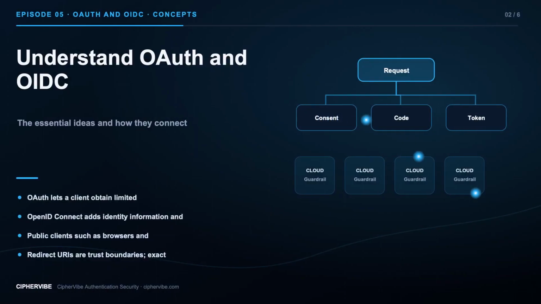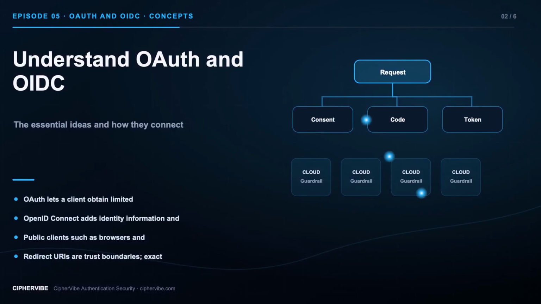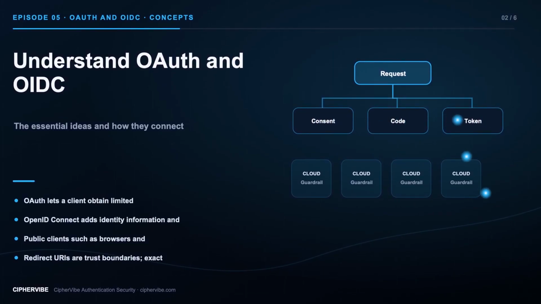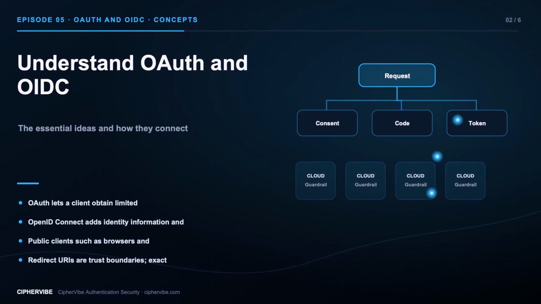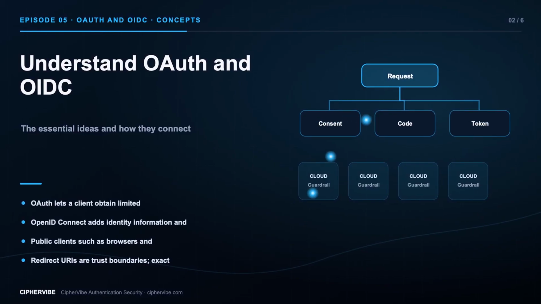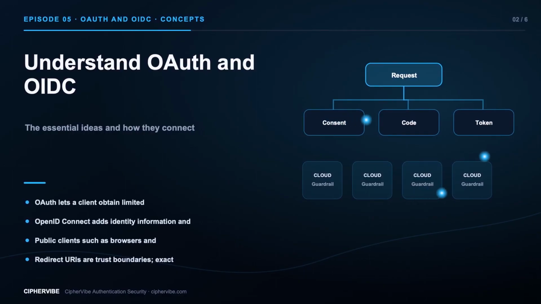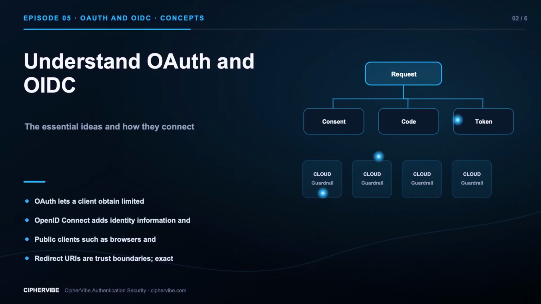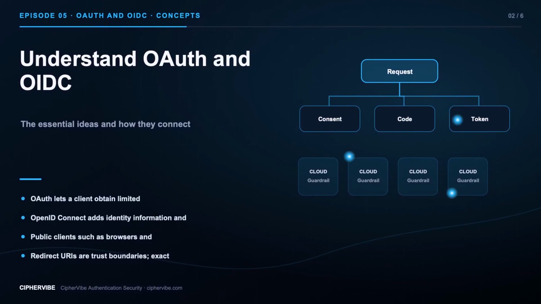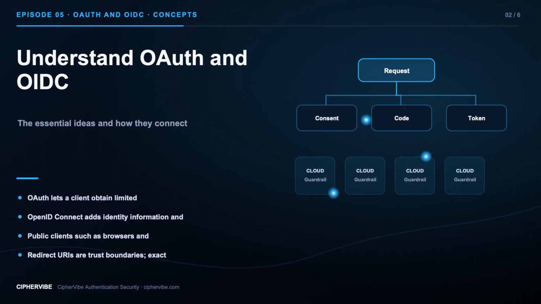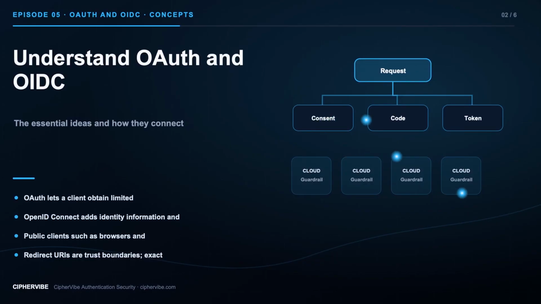Start with 4 concepts that provide the vocabulary for OAuth and OIDC security, step-by-step guide for 2026. First, OAuth lets a client obtain limited access to a resource without directly collecting the user password. Second, OpenID Connect adds identity information and ID tokens, but ID tokens are for the client, not general API authorization. Third, public clients such as browsers and mobile apps cannot keep client secrets, which is why PKCE matters. Fourth, redirect URIs are trust boundaries. Exact matching prevents attackers from stealing authorization codes through redirect manipulation.